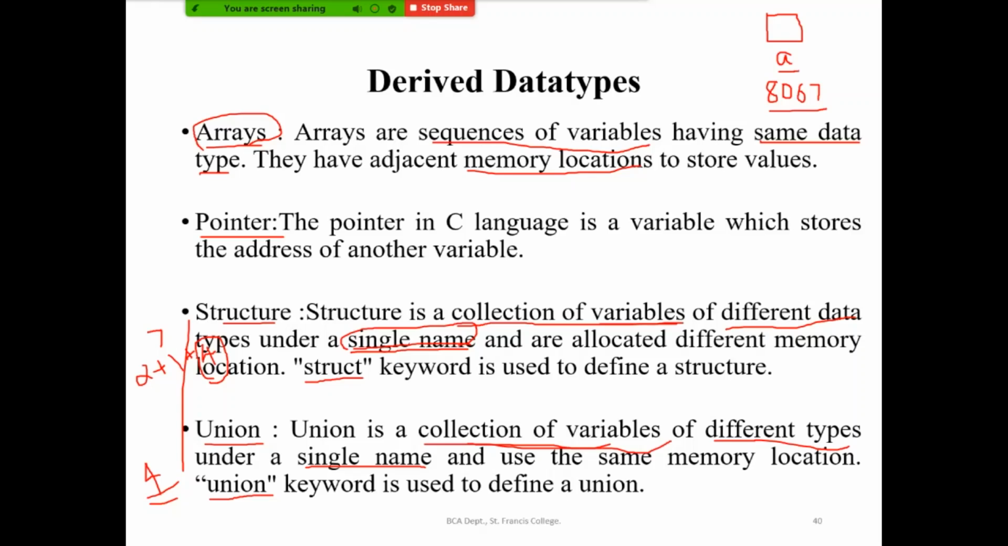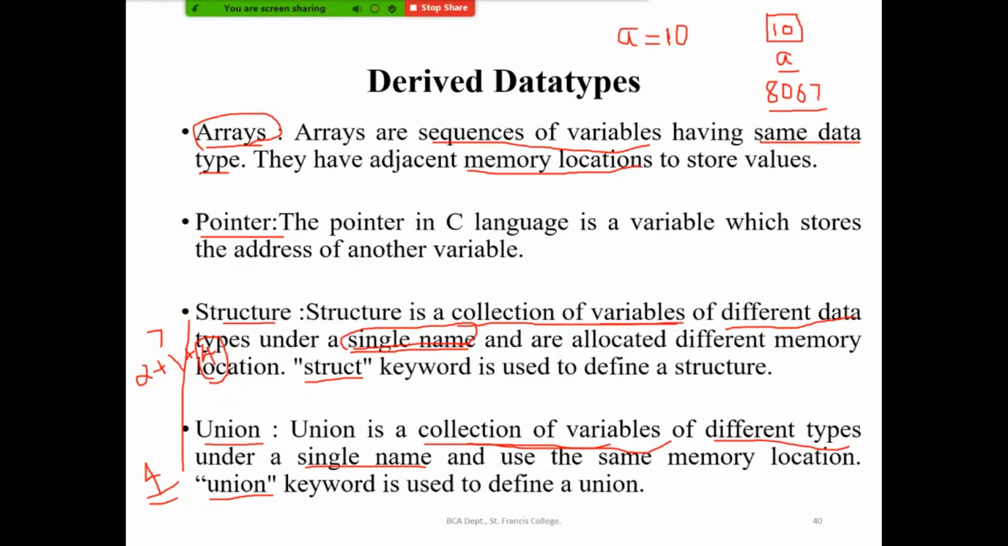Now, when we are assigning a value, suppose I'm assigning a equal to 10, what will happen? The value 10 will be stored in this memory location, right? It will be referred to by the address as well as the variable name a. So the value of a will be stored in this address, which has been allocated in the memory.